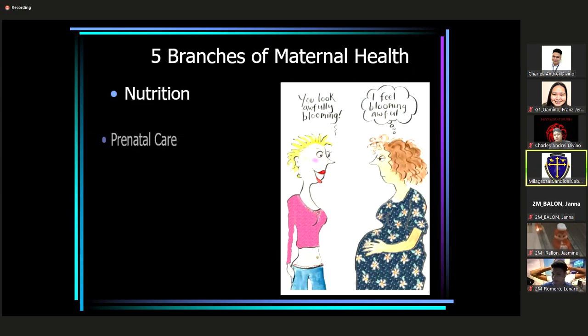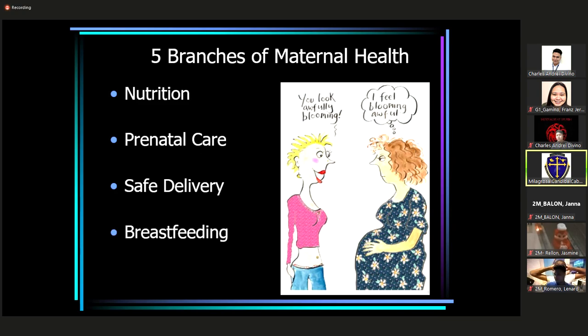Namely, nutrition, prenatal care, safe delivery, and of course, you have your breastfeeding. Meron pang isa pala guys, family planning.